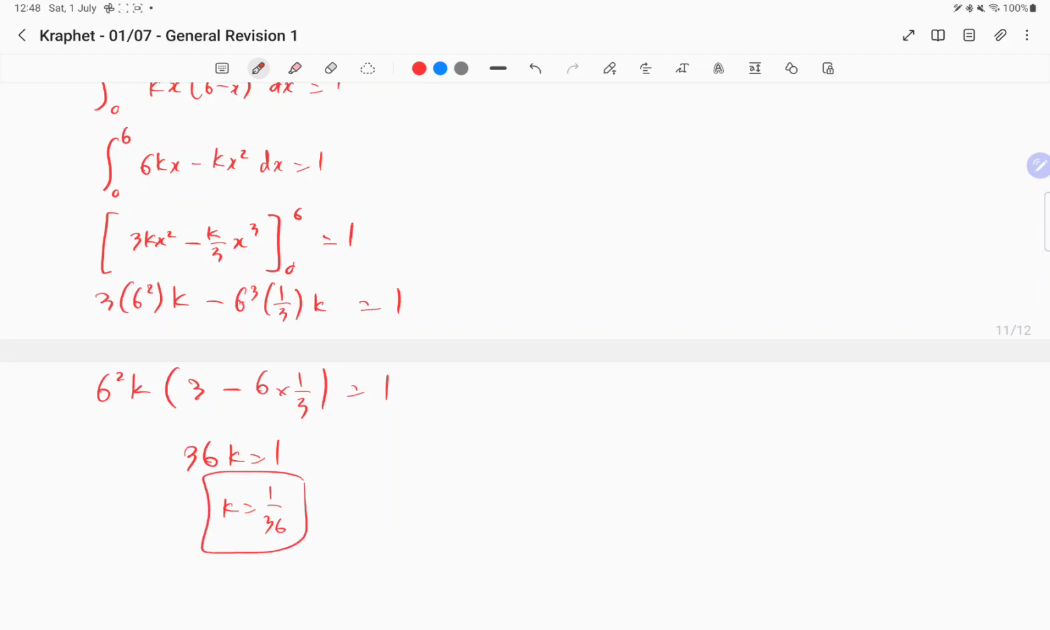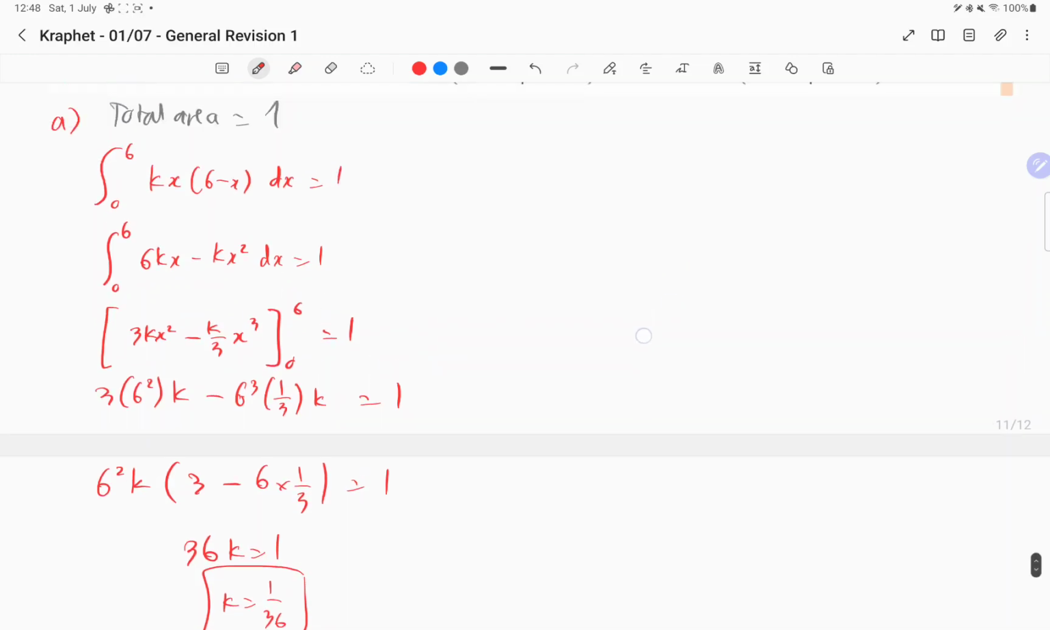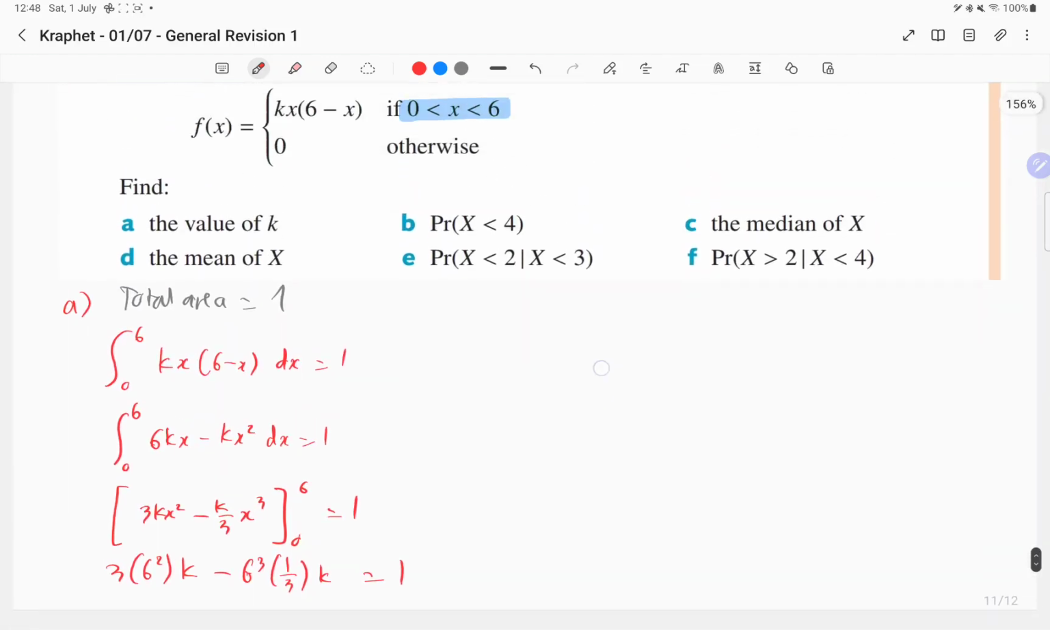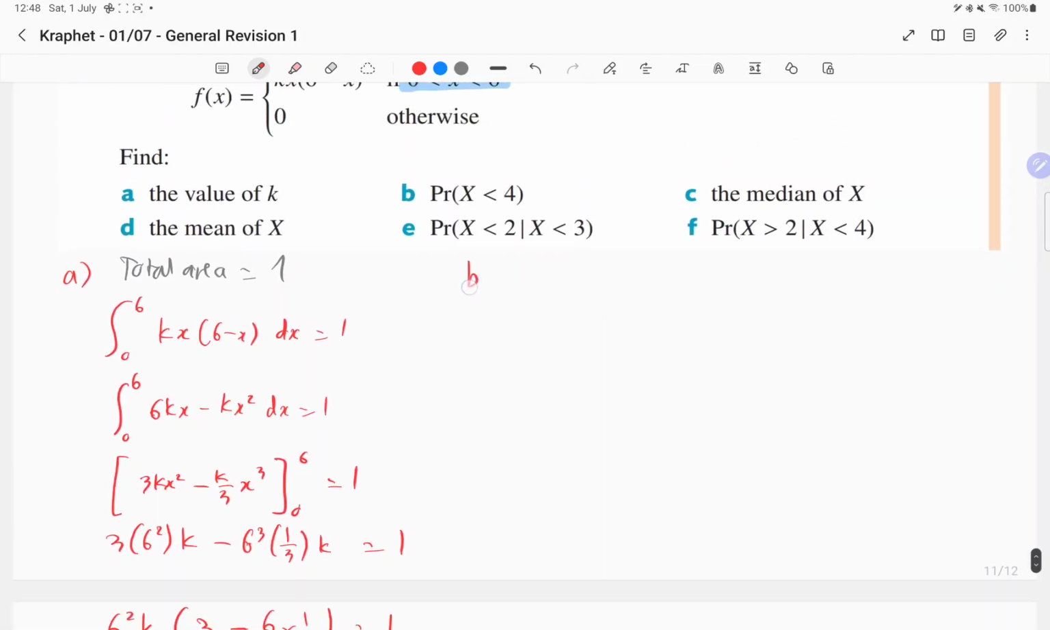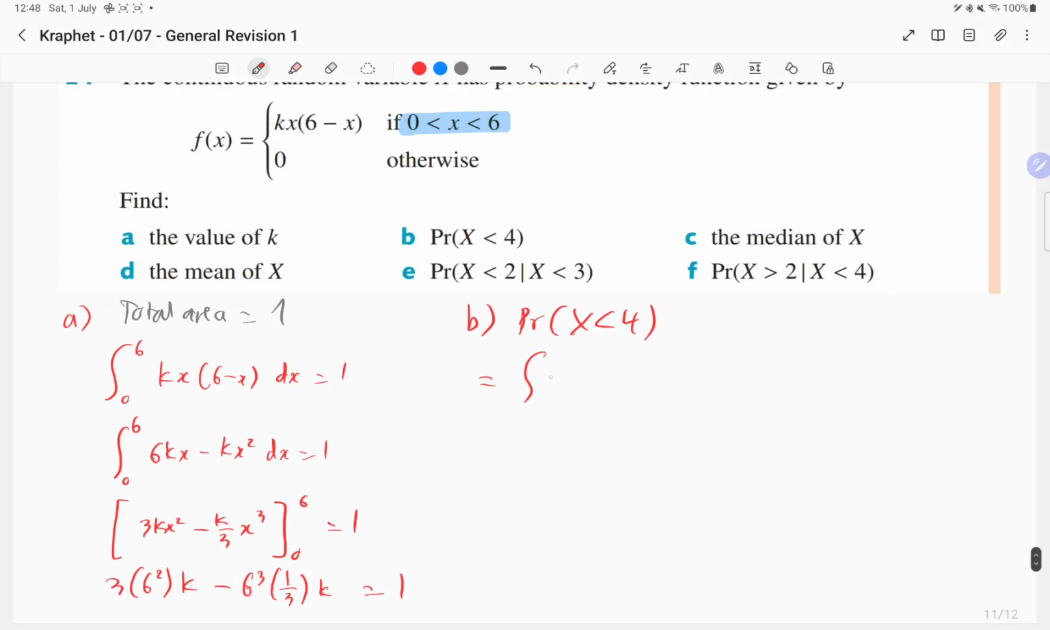Okay? So when I see big numbers, take out common factors. Use the factorized version. It'll be easier to work with. So that's question A, find the value of k. We found that. Now question B: the probability that x is less than 4. Very standard, right? Area less than 4 is anti-derived from 0 to 4.